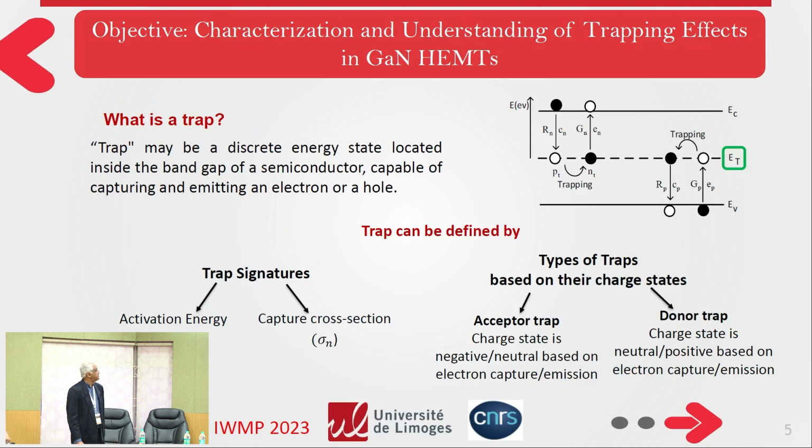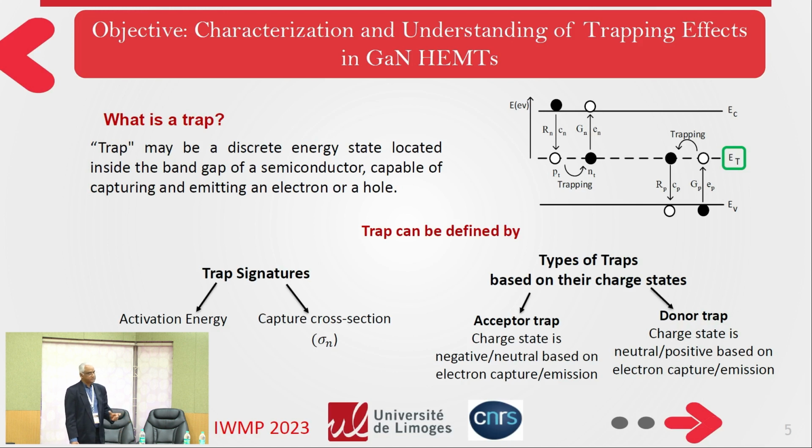So what is a trap? A trap may be a discrete energy state located inside the band gap of a semiconductor, capable of capturing and emitting an electron or a hole. According to the energy, we can classify two forms: electron traps, meaning the energy level is below the conduction band, or hole traps, meaning the energy level is above the valence band.